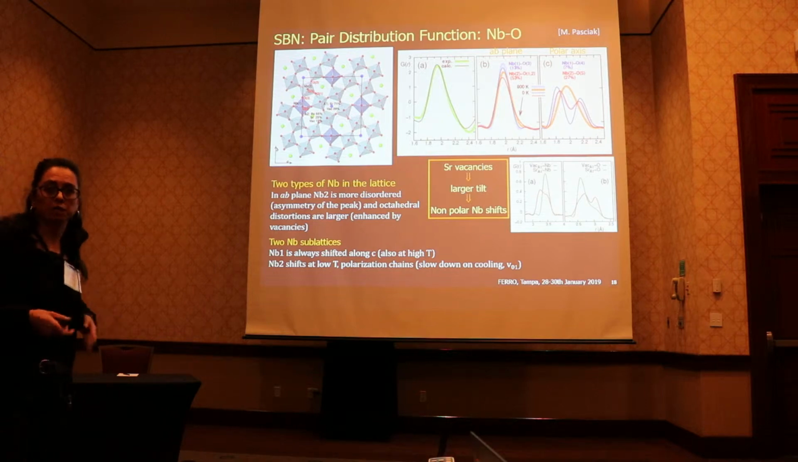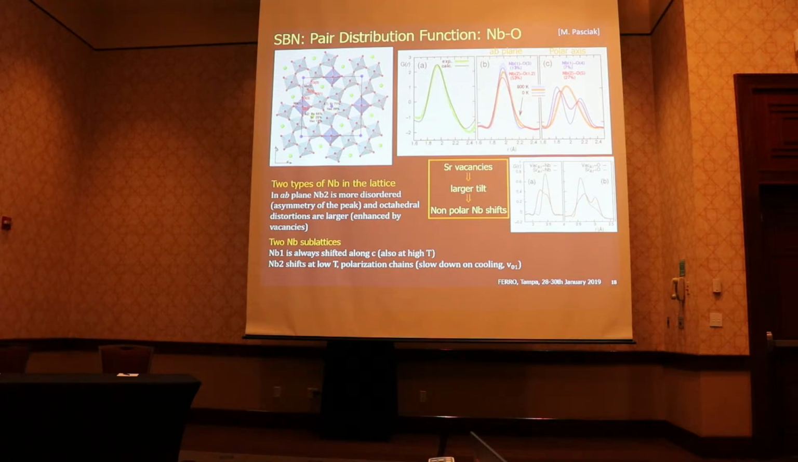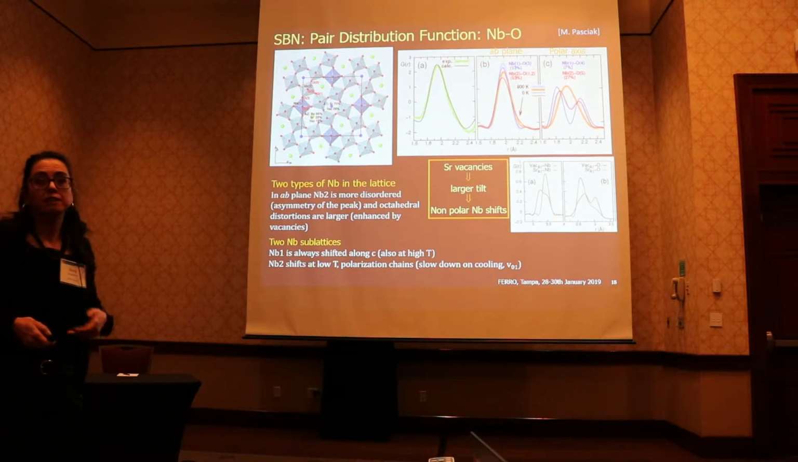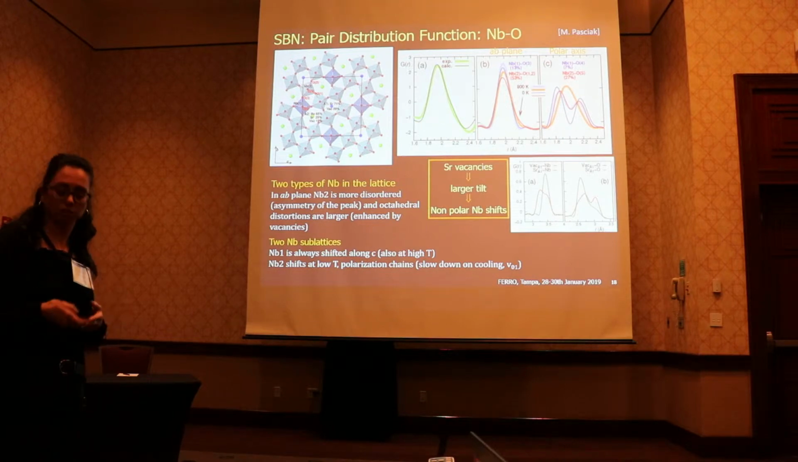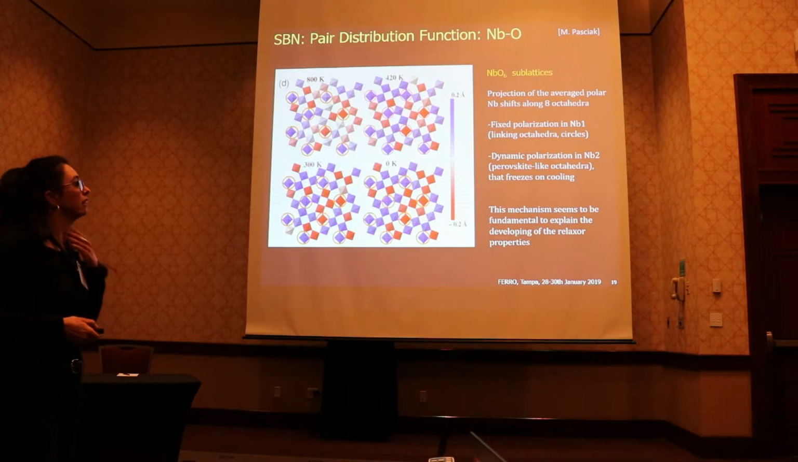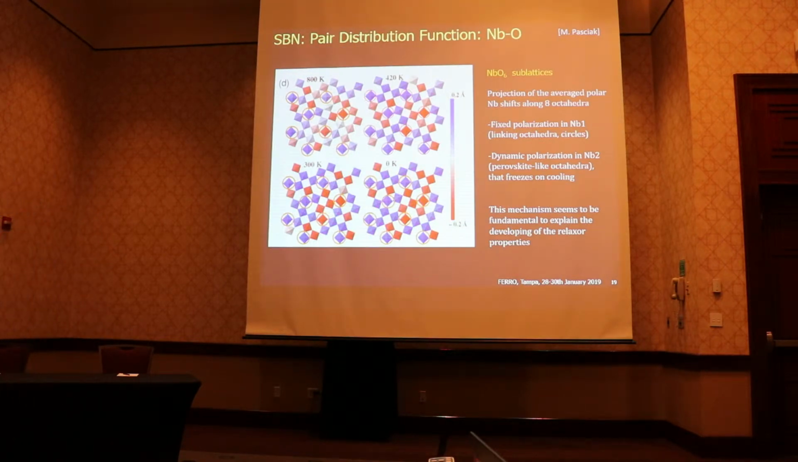There are like two sublattices of niobium in SVN, and niobium 1 is always shifting along C, and niobium 2 just shifts at low temperature. So this is the one that is really contributing to the ferroelectricity. And now this is my last slide. You see that you can calculate an average of the deviation of the niobium along C.